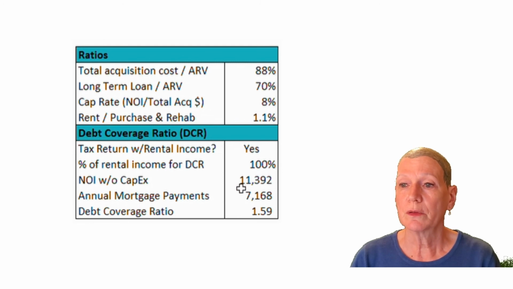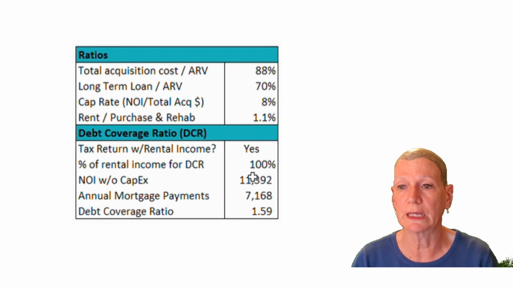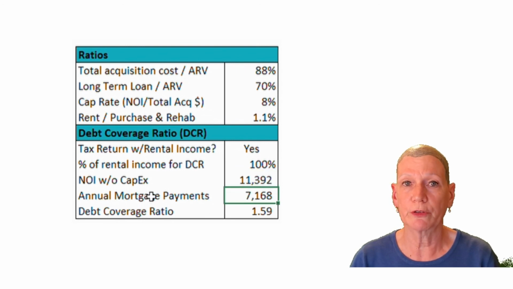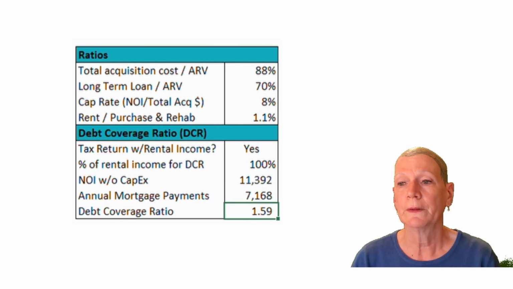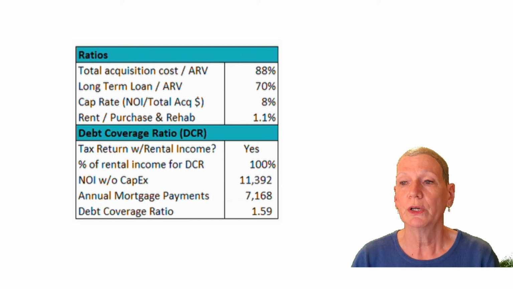So the way it's calculated is you just take your net operating income, not taking out that set aside that we did for the capital expenditures, but just taking out the sort of routine expenses. That's your net operating income. And then you also look at your annual mortgage payments. So you take the net operating income divided by the annual mortgage amount, and that gives you your debt coverage ratio. In this example, it's almost 1.6, which is a pretty strong debt coverage ratio. Lenders will generally tell you what their minimum requirements are. It might be 1.2, 1.4, something like that.